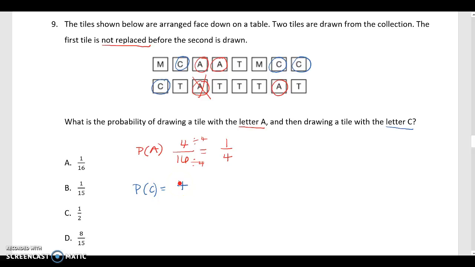And then are there 16 cards? Well, no, we crossed out this one. We left that one out. So there's only 15 cards now. I can't simplify there, so I have 1 over 4 times 4 over 15.